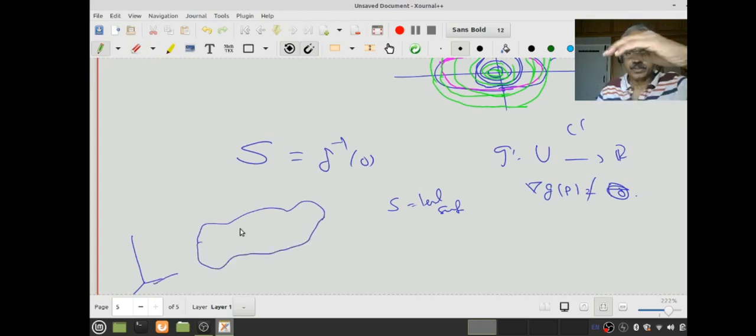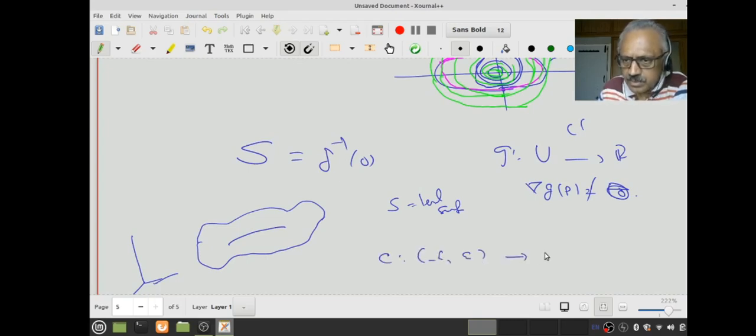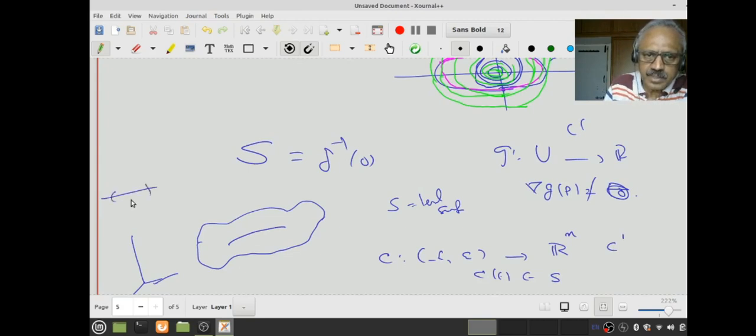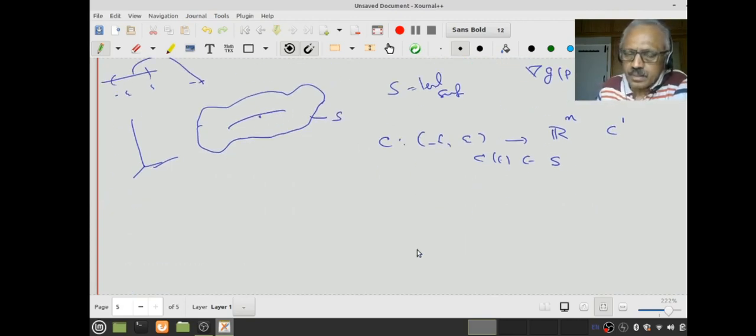Okay, think of this as something like this. Now look at any curve, a curve C from some interval around 0 to R^n, so that C of t always, let us assume it's also C1, always lies in the surface. This is my interval from minus epsilon to plus epsilon. This is my curve C, and this is my C of t. It lies, C of t lies in the surface, right?